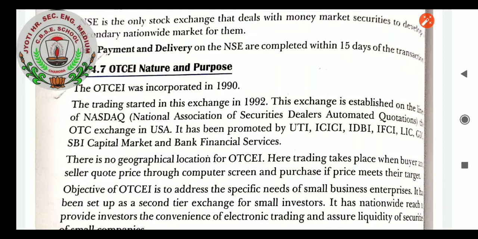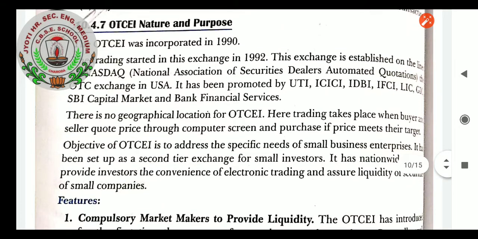Now the OTC, its nature and purpose. OTC was incorporated in the year 1990. Trading started on this exchange in 1992. This exchange is established on the line of NASDAQ, that is the National Association of Securities Dealers Automated Quotations, the OTC exchange in the USA. It has been promoted by UTI, ICICI Bank, IDBI Bank, IFCI, LIC, GIC, SBI, etc. The main objective of OTC is to address the specific needs of small business enterprises.